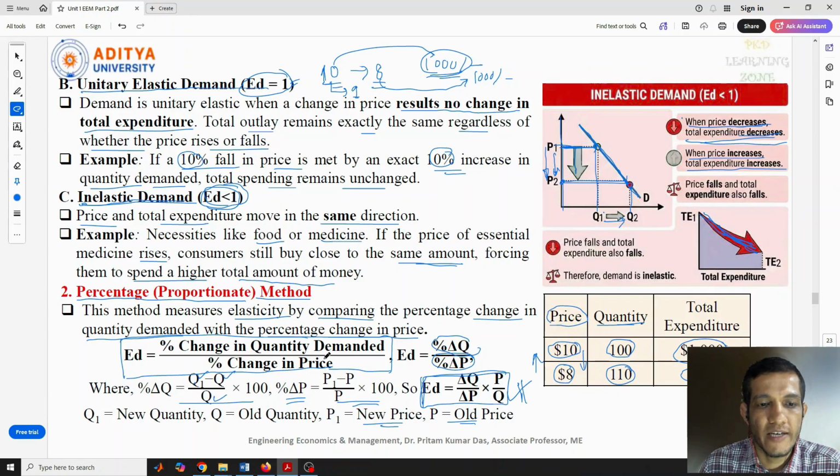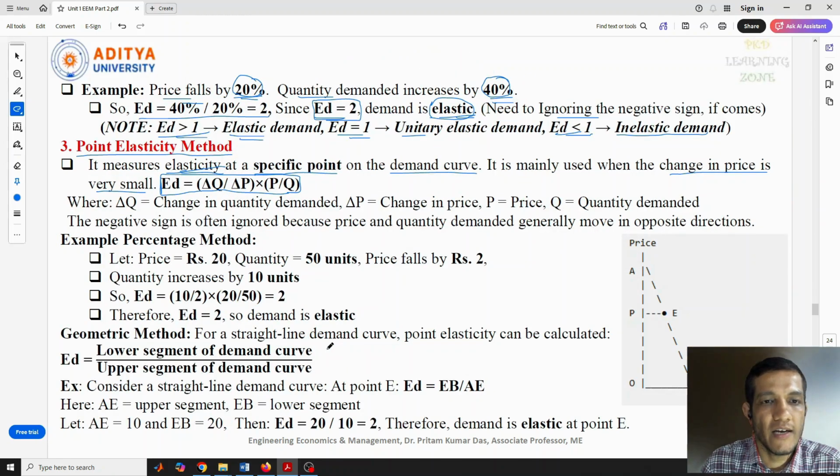Here we got it only percentage wise, comparing the percentage change in the price and demand. But here we need to find out the value at a specific point of the product, or the specific point in the demand curve actually. So here also the same thing: del Q is the change in the quantity demanded, del P is the change in price, P is the price of the product, Q is the quantity demanded. If you are getting any kind of negative sign, we need to ignore it, because the price and quantity demanded generally move in opposite directions. Both are in reverse directions. So this one we can calculate by two methods.